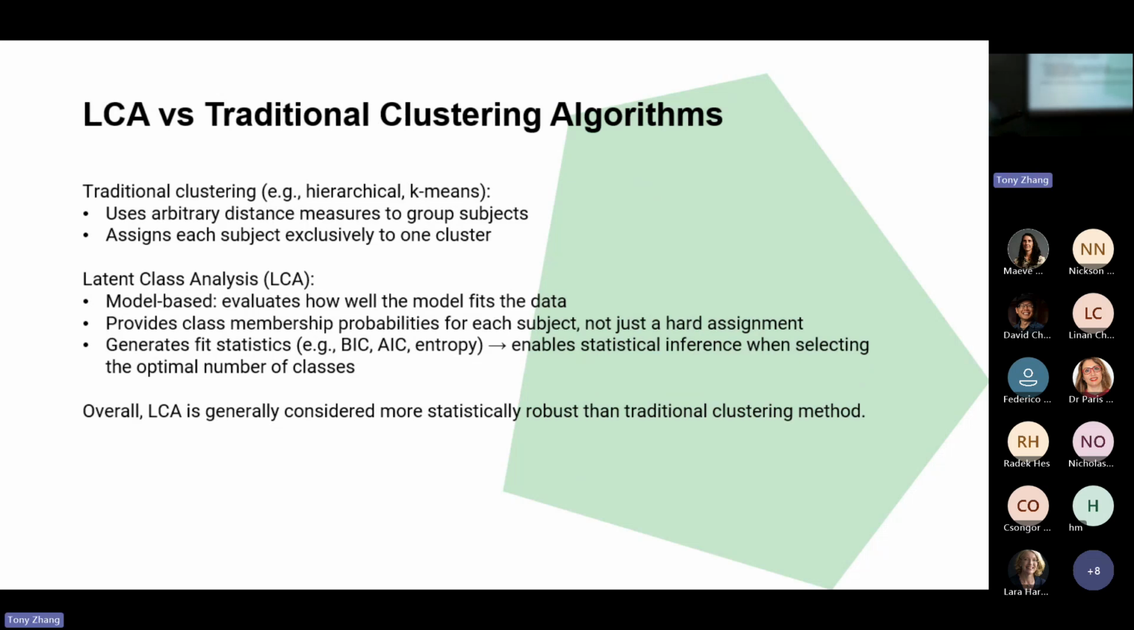These are the differences between the LCA and traditional clustering methods. Traditional methods, such as k-means or hierarchical clustering, use arbitrary distance measures to group subjects, and they assign each subject exclusively to one cluster. Whereas the LCA is model-based, so we can evaluate how well the model fits the data. The LCA also gives us class membership probabilities for each subject, and model fit statistics such as the AIC, BIC, and entropy. I'll talk about those model fit indices later.